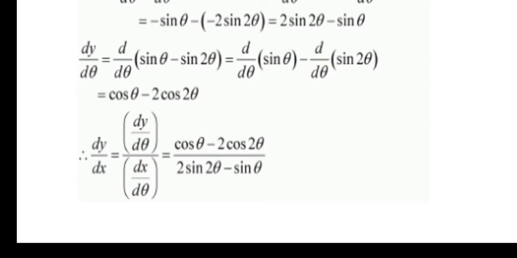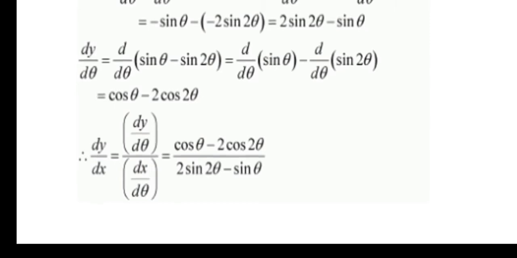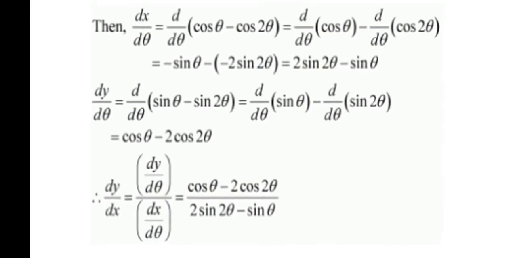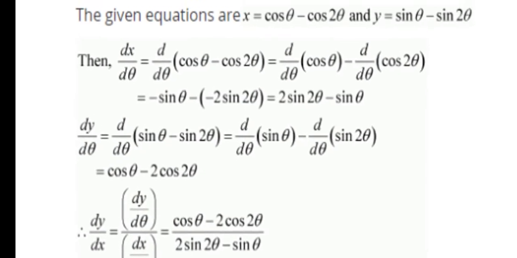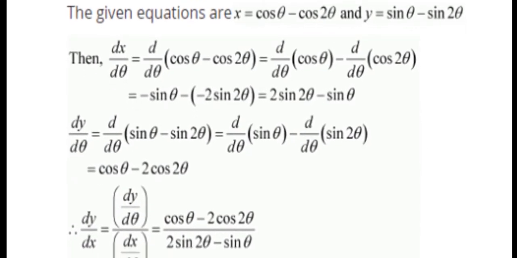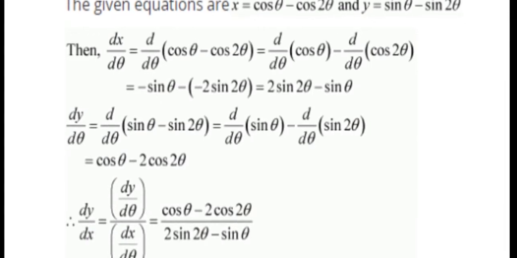Now dy by dx is dy by d theta divided by dx by d theta. Putting the values of dy by d theta and dx by d theta, we got the answer. The required answer is cos theta minus 2 cos 2 theta divided by 2 sin 2 theta minus sin theta. So students, I hope all of you understood this concept.